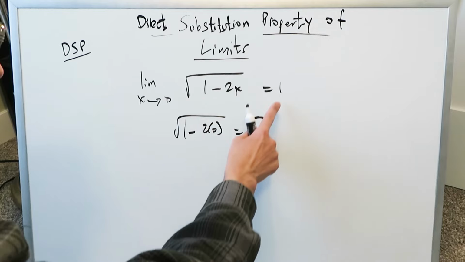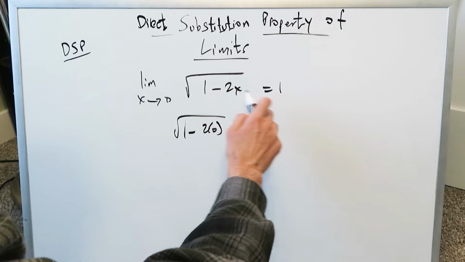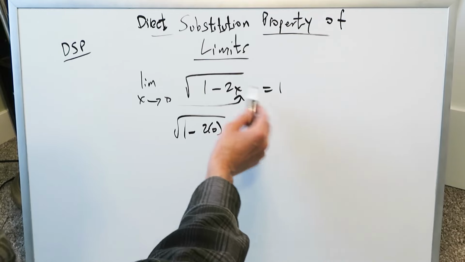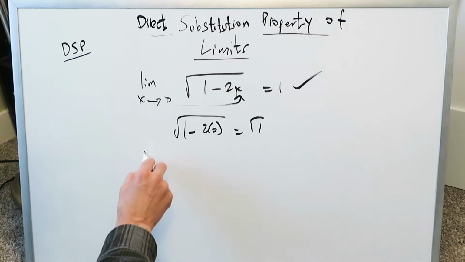Because 0 gave me a good answer, I know 0 was in the domain of this function, and therefore I can just easily substitute in here. Whatever I get is my answer for that limit question, and I am good. Now look at the same question here.